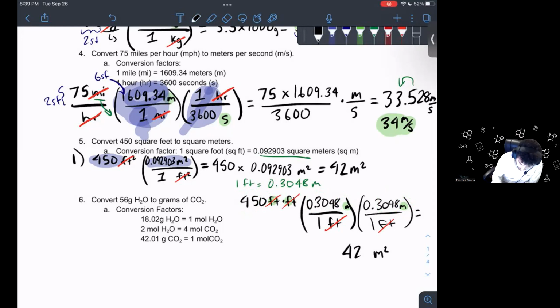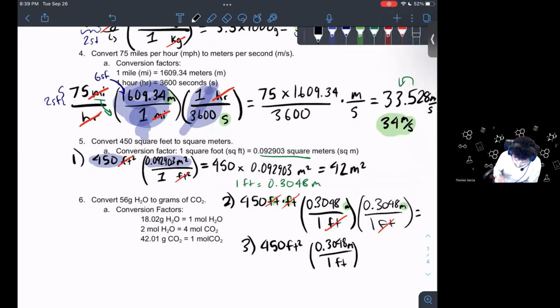The third way, I lied, there were 3 ways I'm going to show you instead of 2. The third way actually comes from the second way. It comes from the second way so much that we're pretty much going to copy it. 450 feet squared. And we're going to do 1 foot is equal to 0.3048 meter. But the problem here with this one is that I have feet squared, and feet squared doesn't cancel with feet. So I need to make an adjustment.